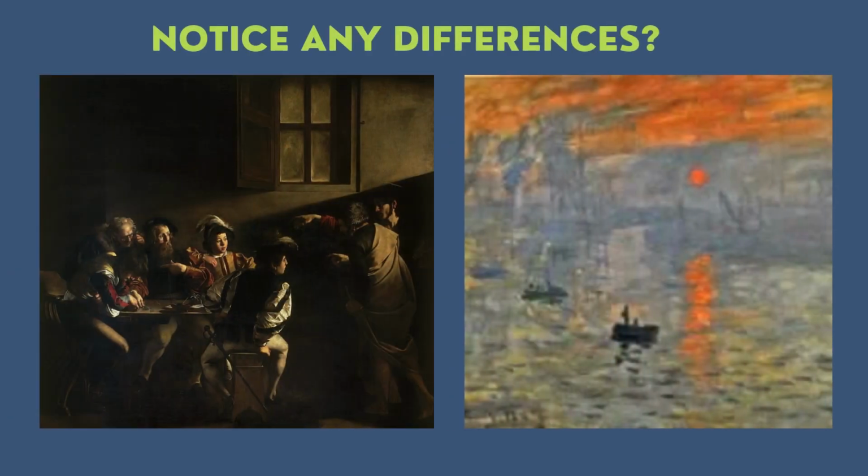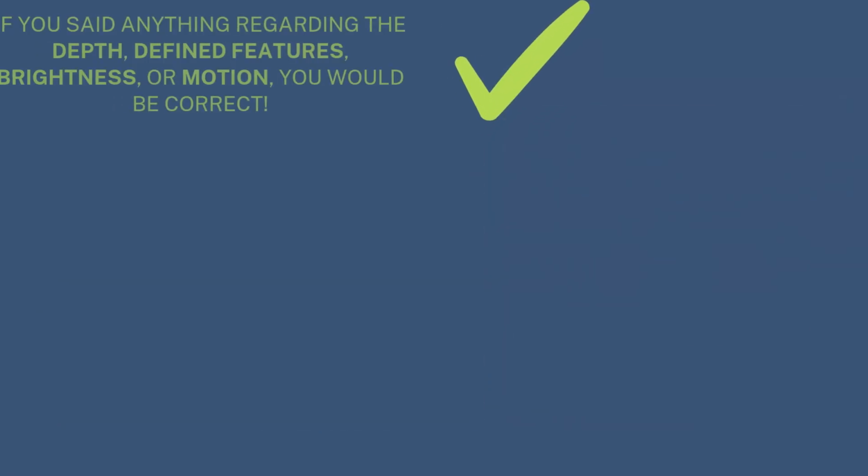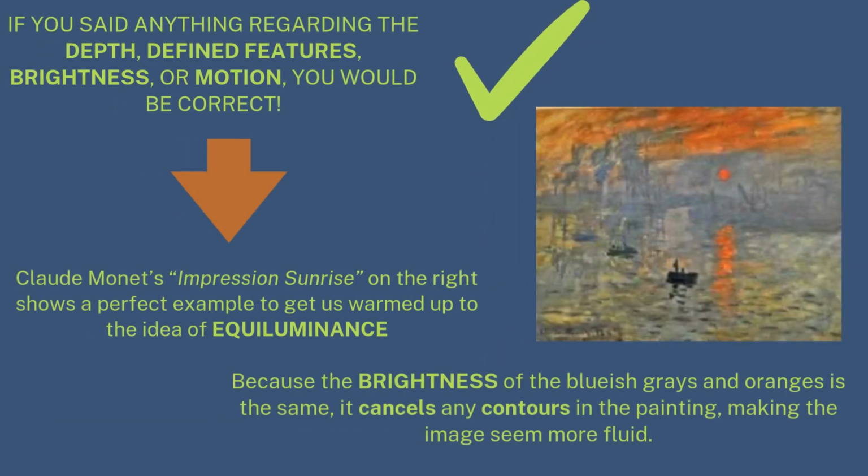So first things off, do you guys notice any difference between these two pictures? And I promise this is not a trick question and I'm not trying to pull a fast one on you. Just think of a few options of the differences between these two pictures. And if we move next, if you said anything regarding the depth, defined features, brightness, or motions of the pictures, you would be correct. Claude Monet's Impression Sunrise on the right shows a perfect example to get us warmed up to this idea of equiluminance.